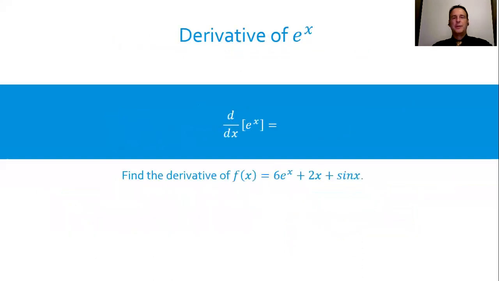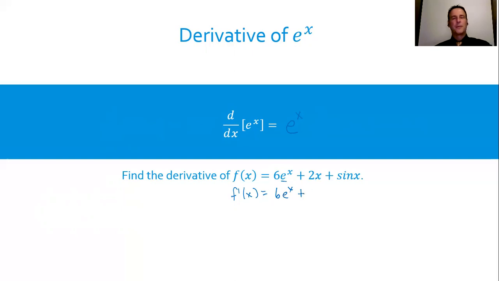All right, derivative of e to the x. This is my favorite function. The derivative of e to the x, you will probably remember, is just e to the x. It's itself. All right, so if I were to take the derivative of f of x, again, the derivative of e to the x is e to the x. Okay, the 6 out front is insignificant, so just leave it as it is.